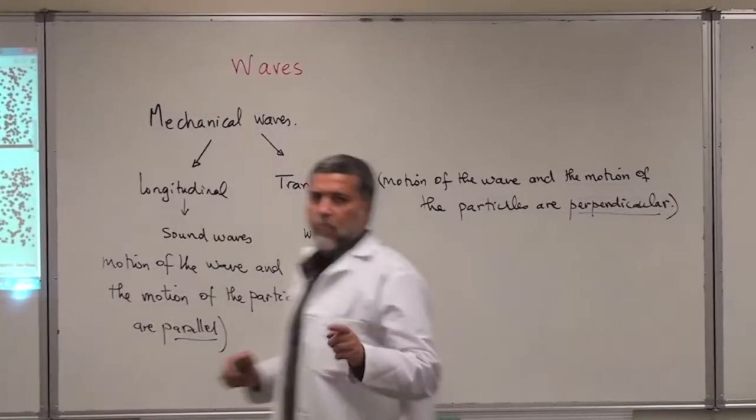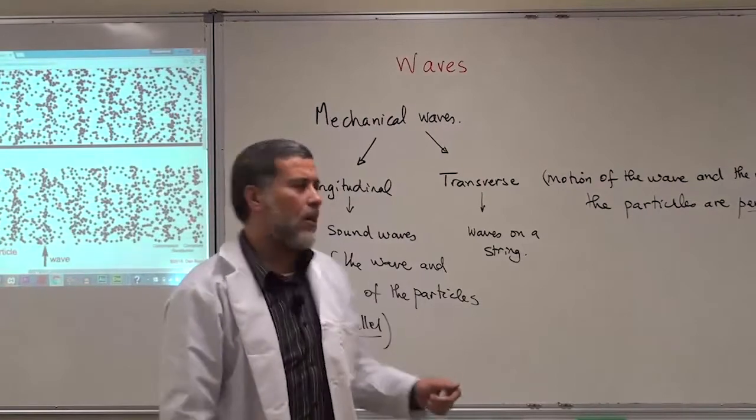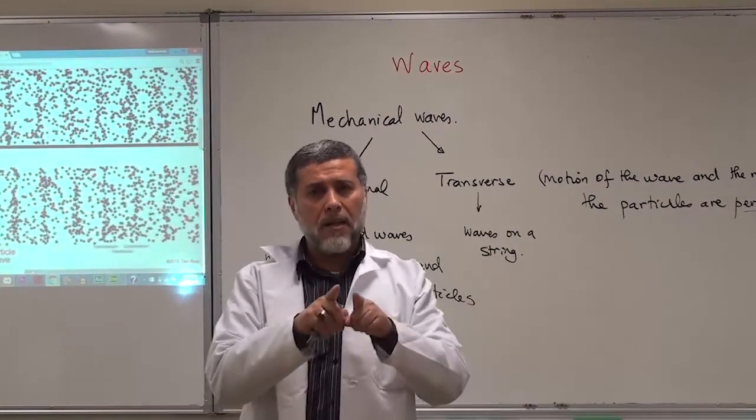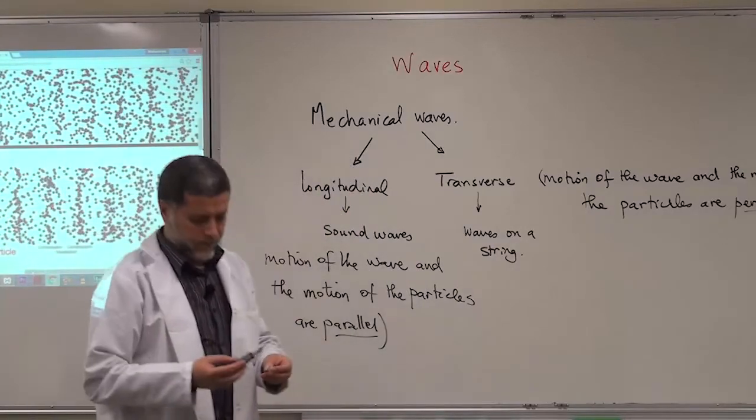If the motion of the particle and the motion of the wave are perpendicular, we call them transverse waves. An example is the wave on a string. If the motion of the particle and the motion of the wave are parallel, we say this is a longitudinal wave. An example is sound waves.